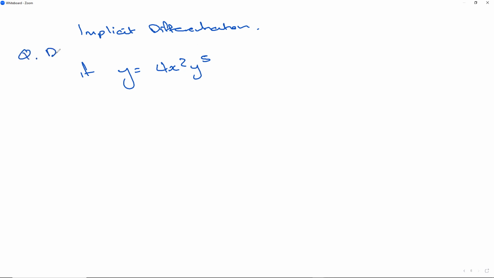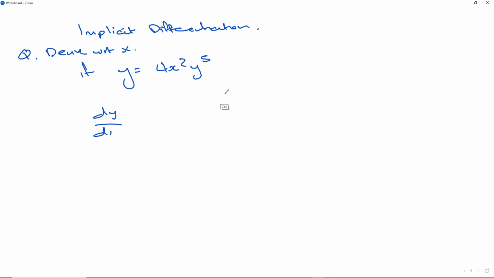Okay, so implicit differentiation. If y is equal to 4x squared y to the power 5, we want to differentiate with respect to x. Okay, so the question says derive with respect to x. So dy dx for this, firstly, has a y value in there, right? Which is a little bit tricky.